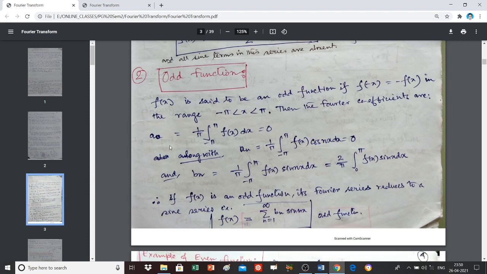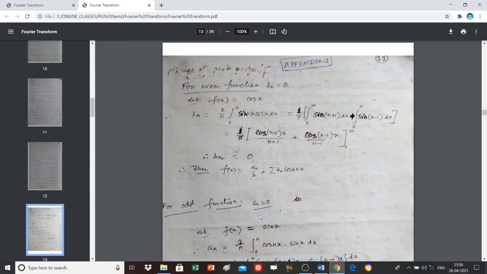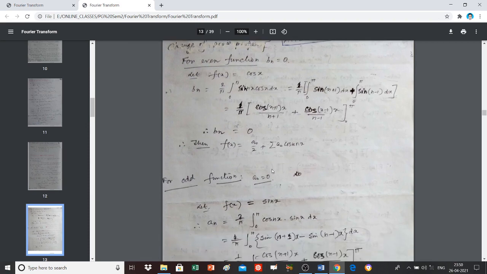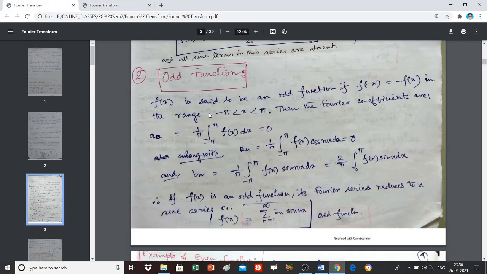However, a0 and an vanish in this case. For which function is an equal to 0? You can take the function as sin x. It is your homework: you would just write f(x) is equal to sin x, and compute it, and you can easily find that the value of a0 should be 0.